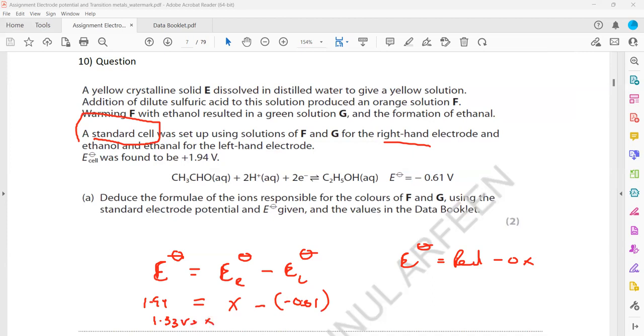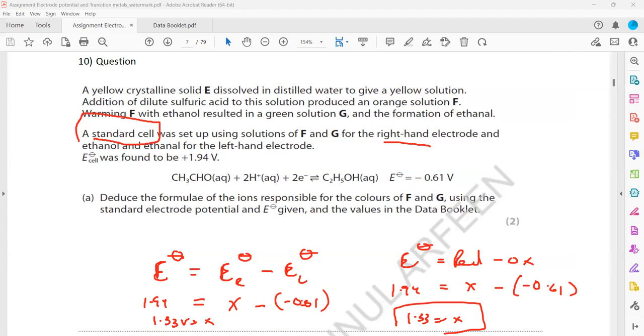So that is X. Or you can also use reduction minus oxidation. What is the reduction? Chromium is reduced, so that is unknown. Oxidation: alcohol is oxidized to aldehyde, so that voltage is minus 0.61, and the cell voltage was 1.94. Again we solve and we get the same answer. It won't make a difference whether you use reduction minus oxidation or the electrode potential on the right hand side minus the electrode potential on the left hand side.